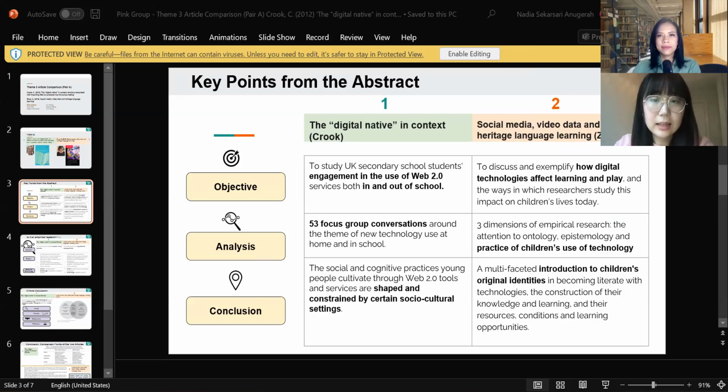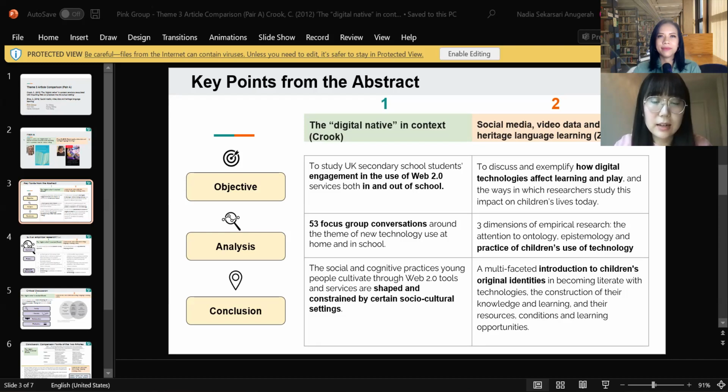Secondly, we can see that the first text also attempts to analyze 53 focus group conversations around the same theme of new technology used at home and in school. However, due to the differences of aims and methods, these two articles came to different conclusions.